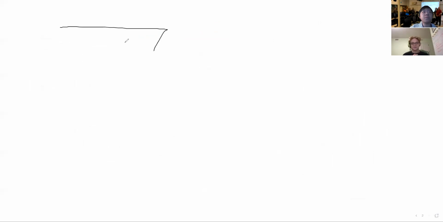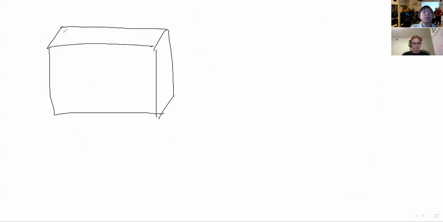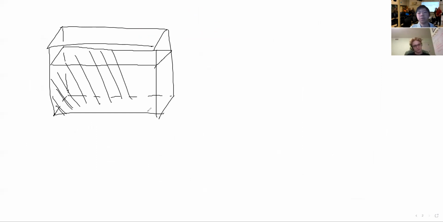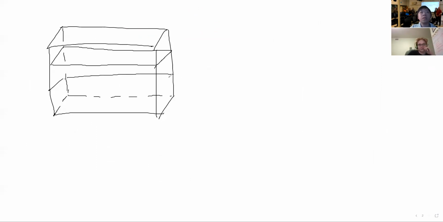I'm going to redraw this container. This is filled. Actually, I'm not going to draw the lines, it makes it unclear. We're going to say big P is for pressure, and you are somewhere here.